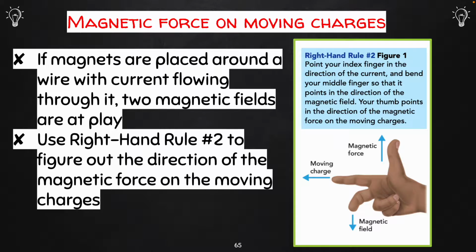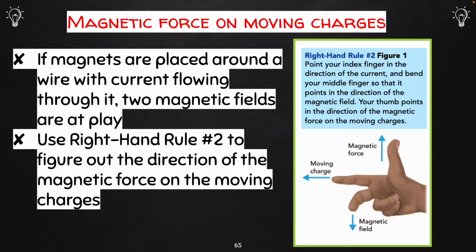So, magnetic force on moving charges. If magnets are placed around a wire with current flowing through it, 2 magnetic fields are actually at play. So think about that. We have an electric current going through a wire, put a magnet near it, right? So now not only do I have that magnetic field being produced from the wire with the electric current going through it, I have another magnet coming into play for that.